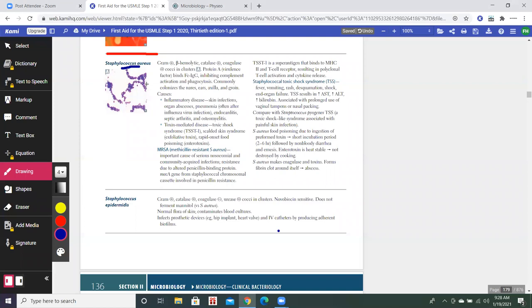We are going to jump into our first bacteria. This is a very easy and a very high yield bacteria to understand. That is Staphylococcus aureus. Staphylococcus aureus is a gram-positive, beta hemolytic bacteria.